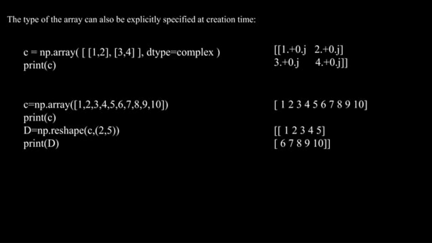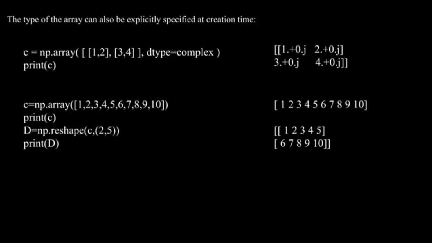Now, in the next example, c is equal to np.array. Np is numpy, which we are using. In that array we have a list containing numbers from 1 to 10. We want to print c. Printing c will show all the numbers without the commas. Then we took another variable d, and in numpy we are reshaping it, c.reshape(2, 5).